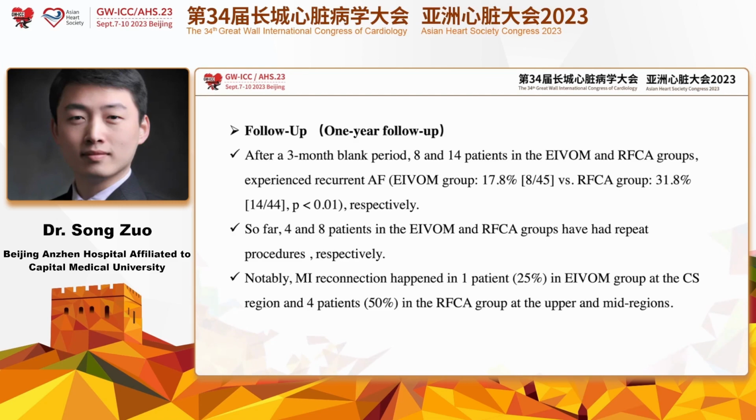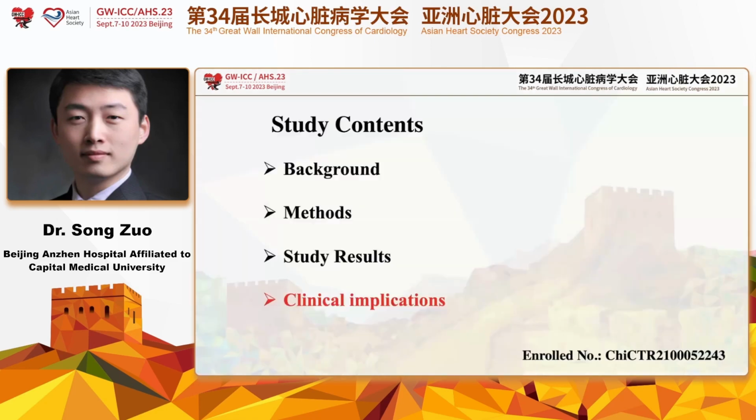After a 3-month blank period, 8 and 14 patients in the EIVOM group and the RFCA group experienced recurrent AF respectively. So far, 4 and 8 patients in the EIVOM and RFCA groups have had the repeat procedure. Notably, mitral isthmus reconnection happened in one patient, about 25%, in the EIVOM group at the CS region, and in 4 patients, about 50%, in the RFCA group at the upper and middle regions.